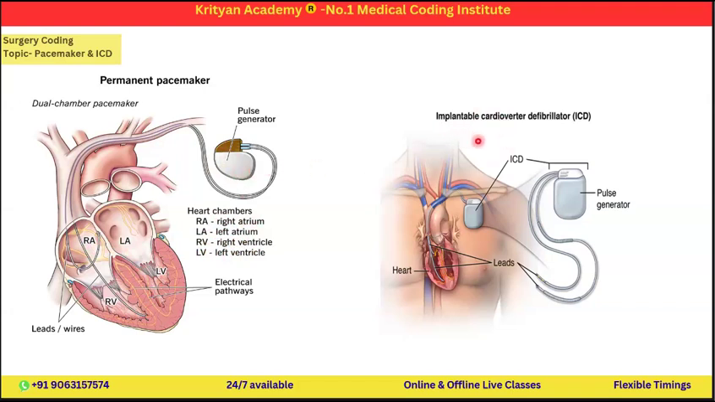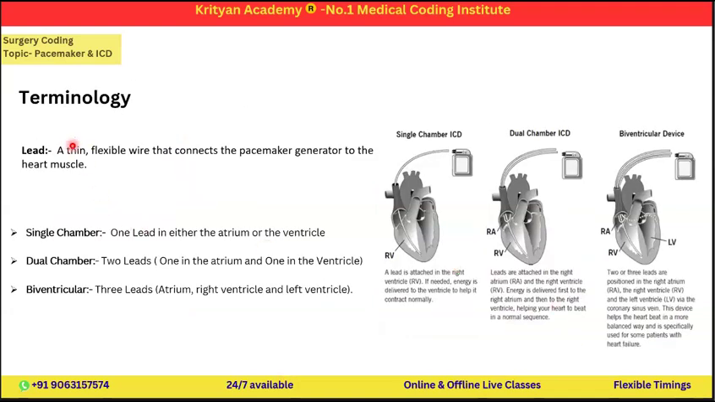On the right side, you can see the implantable cardio defibrillator, ICD. Here you can see that it was placed under the collarbone. This is the collarbone, and you can see here the pulse generator, and they inserted the leads into the chambers, for the pacemaker as well as the ICD, implantable cardioverter defibrillator. And a lead is like a thin, flexible wire that connects the pacemaker generator to the heart muscle.